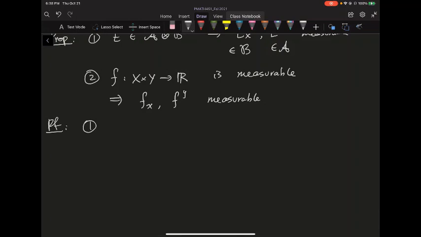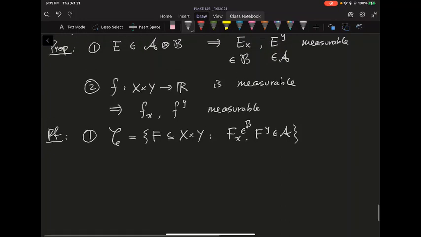All right, so I can do the following. Let's denote C to be all the F inside X cross Y, such that F_x and F_y are both measurable. So basically, F_x is inside B and F_y is inside A. This is a little trick of proving the first part. We just need to show that C is in fact a sigma algebra, and if it contains all the boxes, then we know that it contains the sigma algebra A cross B.